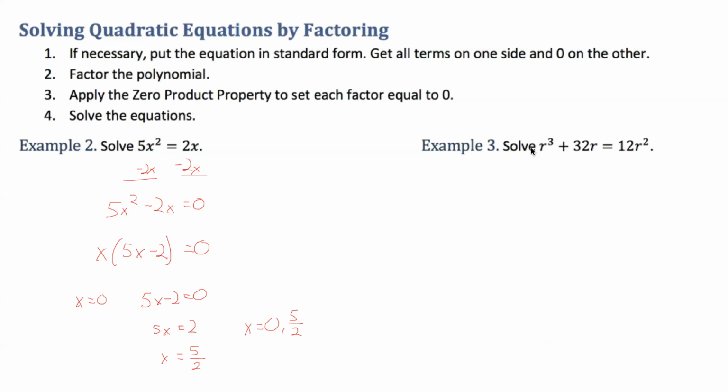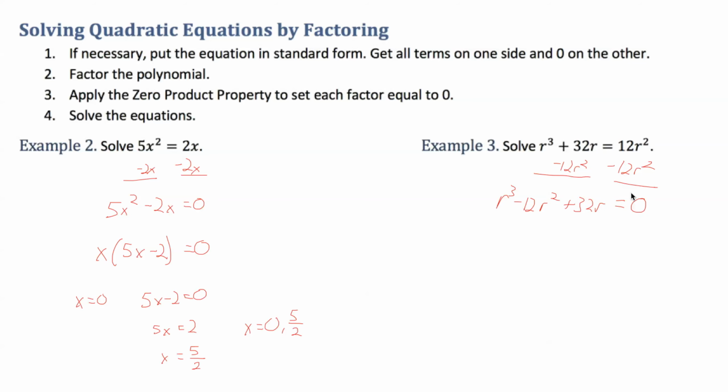Here's another example. Here we have r cubed plus 32r equals 12r squared. Well, this isn't even a quadratic, it's actually a cubic function, but we're going to start by applying the same idea and getting all terms to one side. So we're going to subtract 12r squared from both sides. When we do that, we're going to go ahead and put these terms on the left in descending order. So we have r cubed minus 12r squared plus 32r.